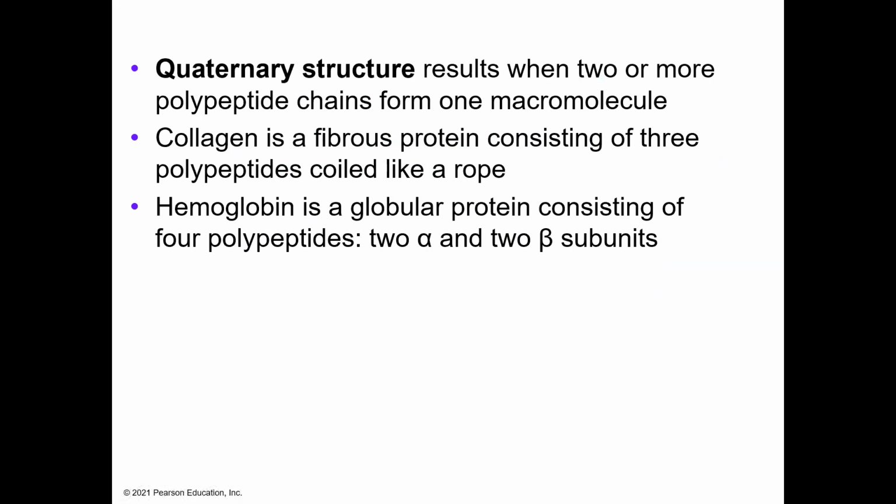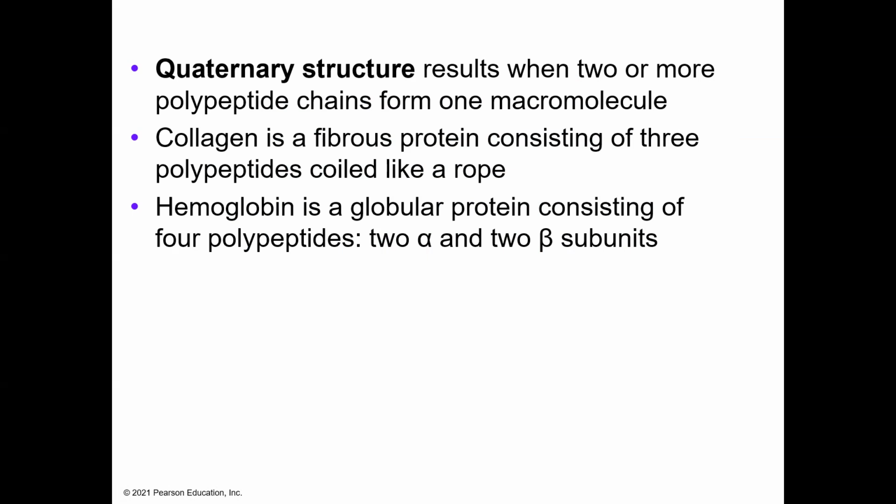And last but not least, tertiary structures can be put together and form a larger macromolecule called a quaternary structure. There are a lot of quaternary structures. Some of them are more famous than others. Collagen, for example, is a fibrous protein consisting of three polypeptides that are coiled like a rope. We all know collagen is important because it's what keeps our skin tight and elastic.